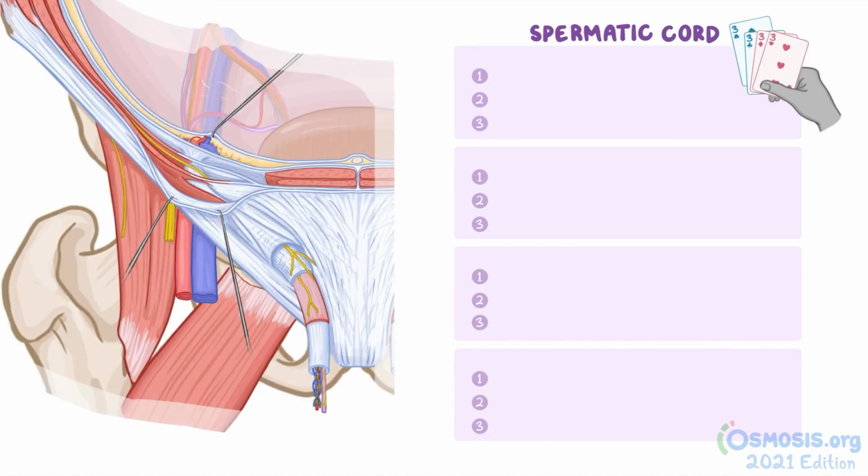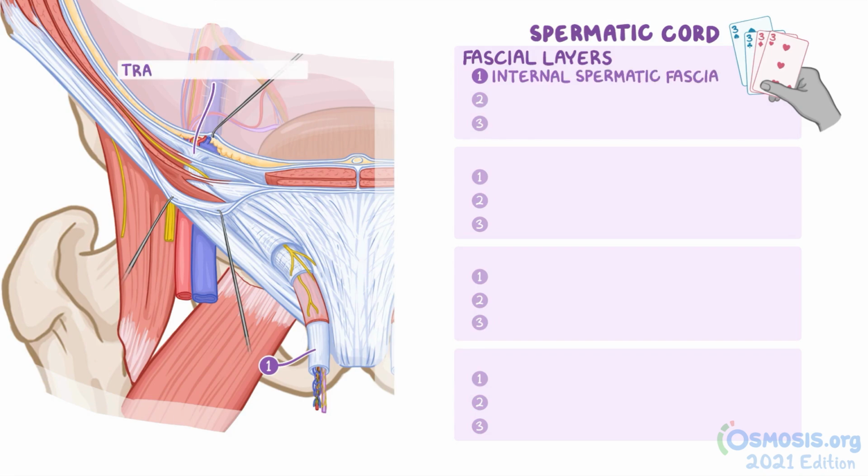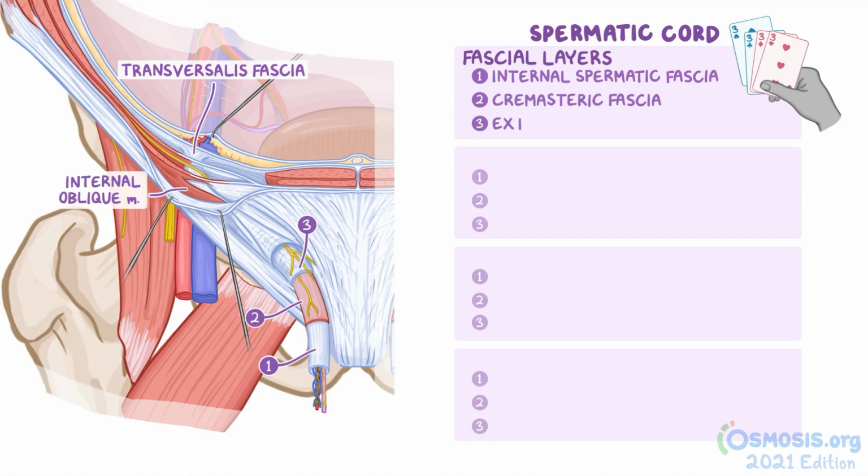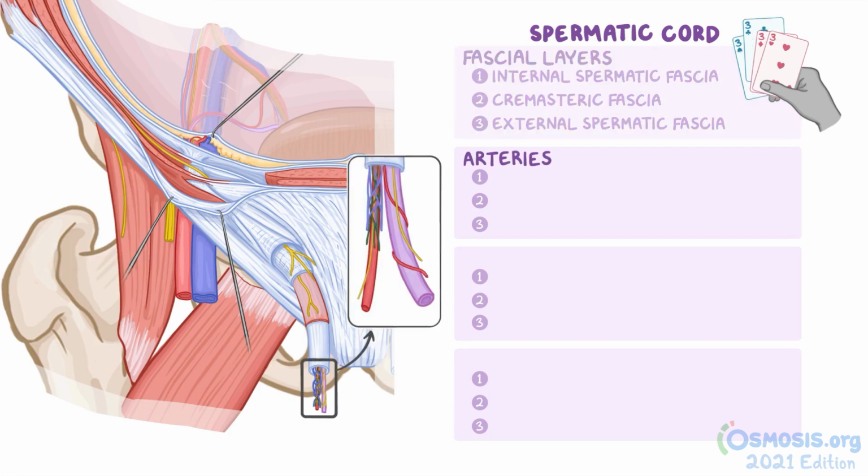The first group is the fascial layers of the spermatic cord. From deep to superficial, the layers are the internal spermatic fascia derived from the transversalis fascia, the cremasteric fascia derived from the internal oblique muscle, and the external spermatic fascia derived from the aponeurosis and deep fascia of the external oblique muscle.